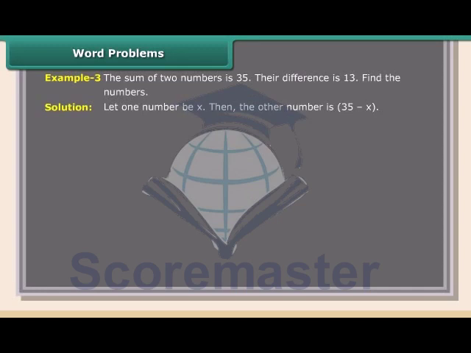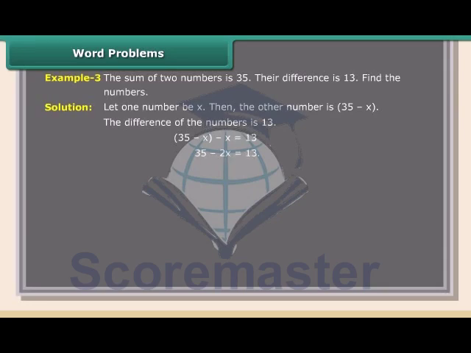Example 3. The sum of two numbers is 35. Their difference is 13. Find the numbers. Solution. Let one number be x, then the other number is 35 minus x. The difference of the numbers is 13.